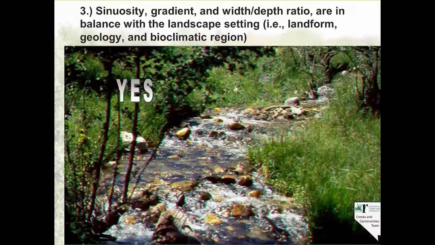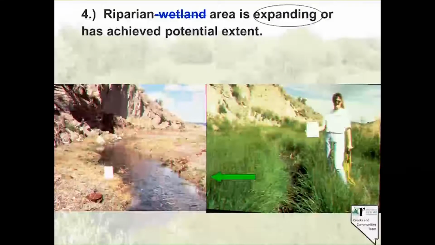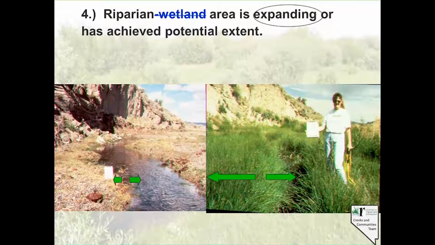Item number 4, riparian area is expanding or has achieved potential extent. This is sort of a two-optioner here. So you can see in this example, the word expanding has been circled. In the left example, we've got a degraded site. The channel itself is fairly wide. We've got heavy use on the vegetation on either side. So if we were to do PFC on that photo on the left, we'd probably say no. Riparian area, it's not expanding, and it has also not achieved potential extent.